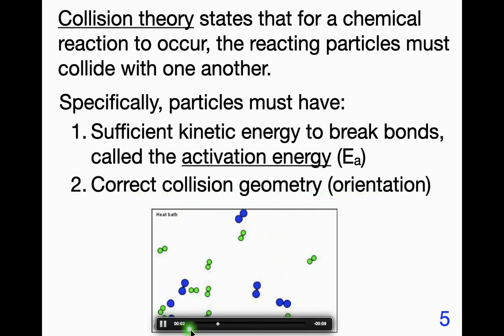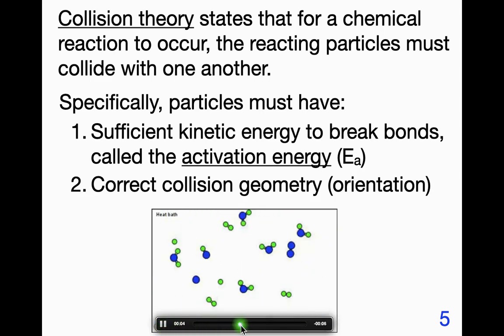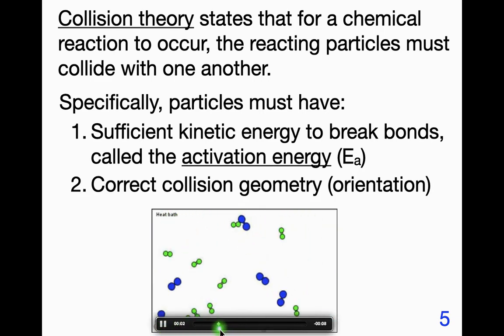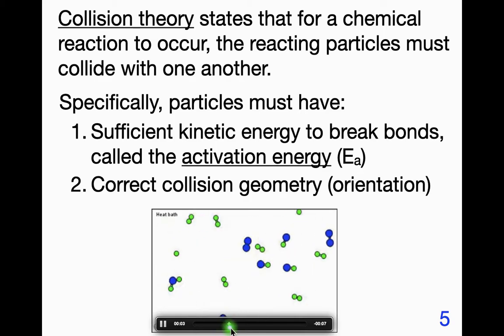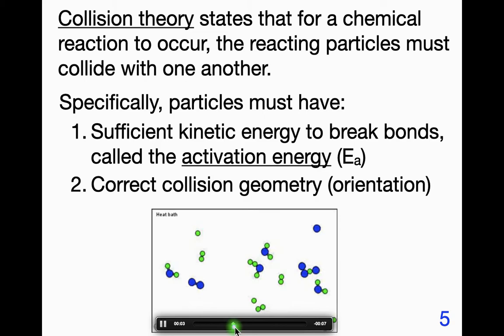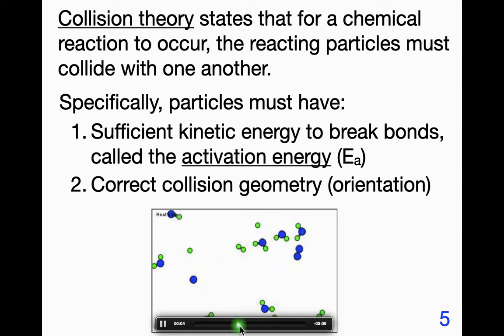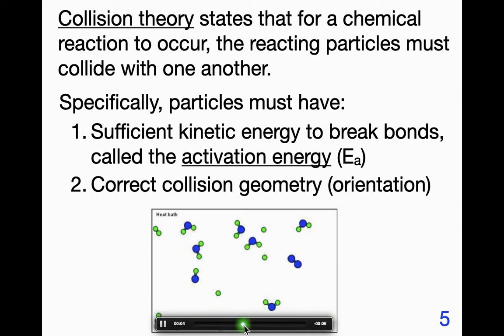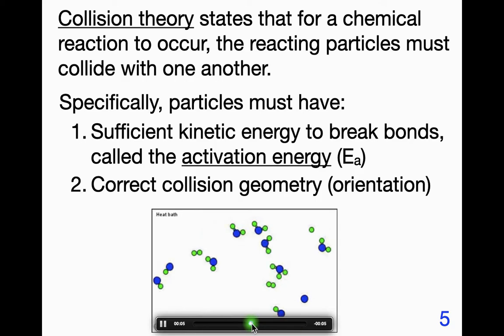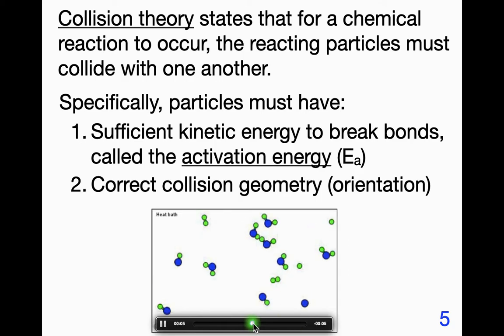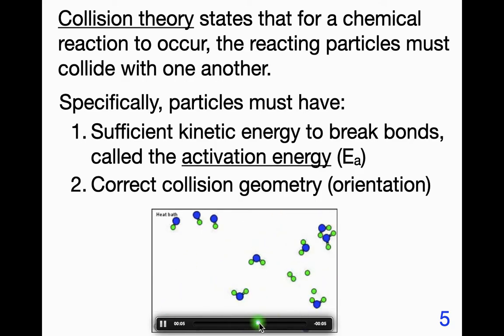So the particles here, let me stop this for a second. The particles are colliding with one another. If they collide with one another with sufficient kinetic energy, then bonds will break. And that's what we mean by activation energy. But it's not just that they need to collide with sufficient energy, but they have to have correct orientation. They need to hit each other in the right way.